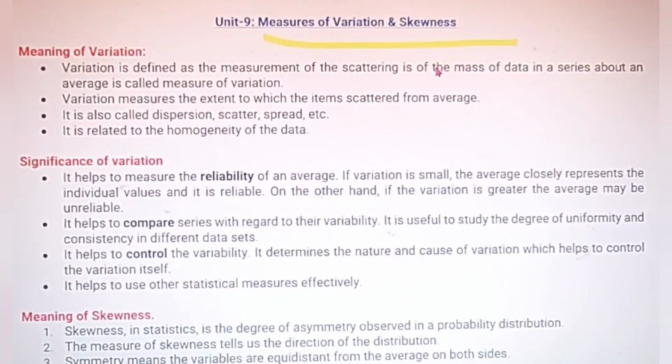Okay, so let's try to find out what is variation. Variation is defined as the measurement of the scattering of the mass of data in a series about an average, which is called measure of variation. Variation measures the extent to which the items are scattered around the average, like scattering, dispersion of these variables. And it is also known as dispersion or scatter or spread.